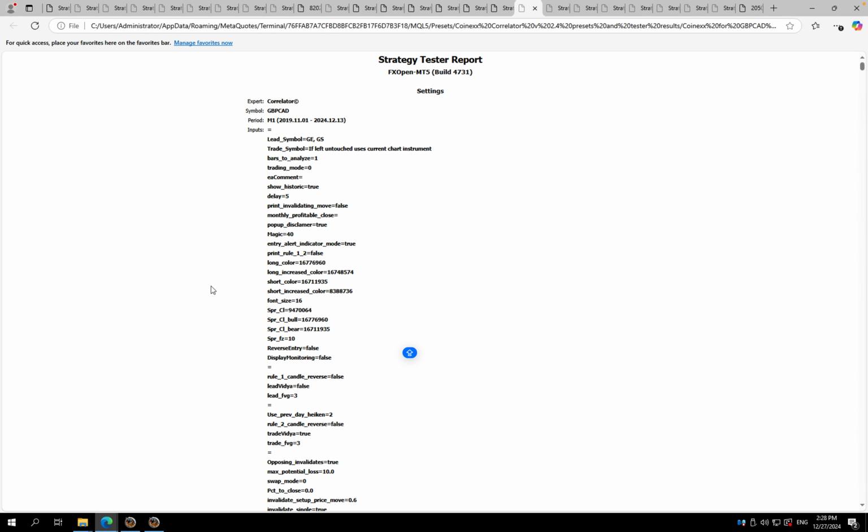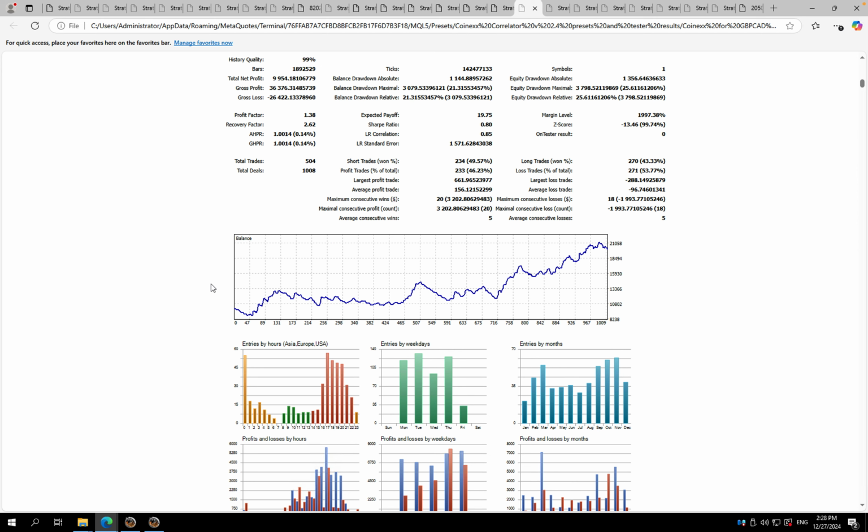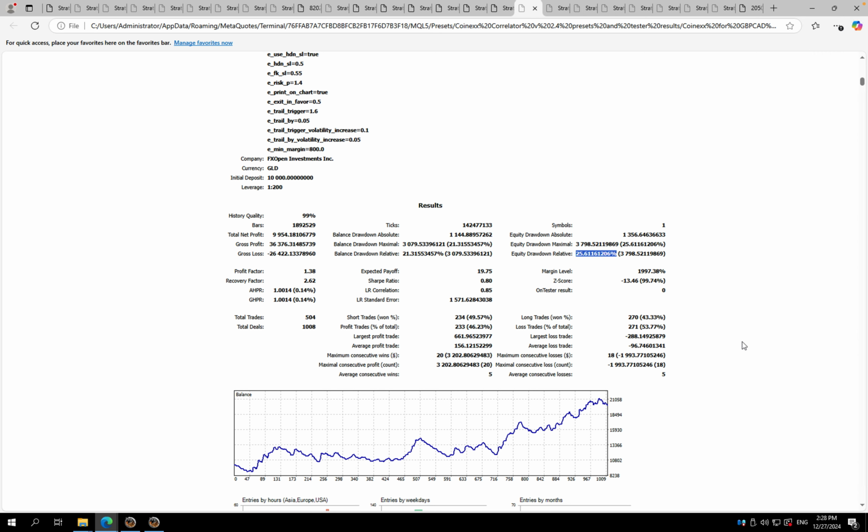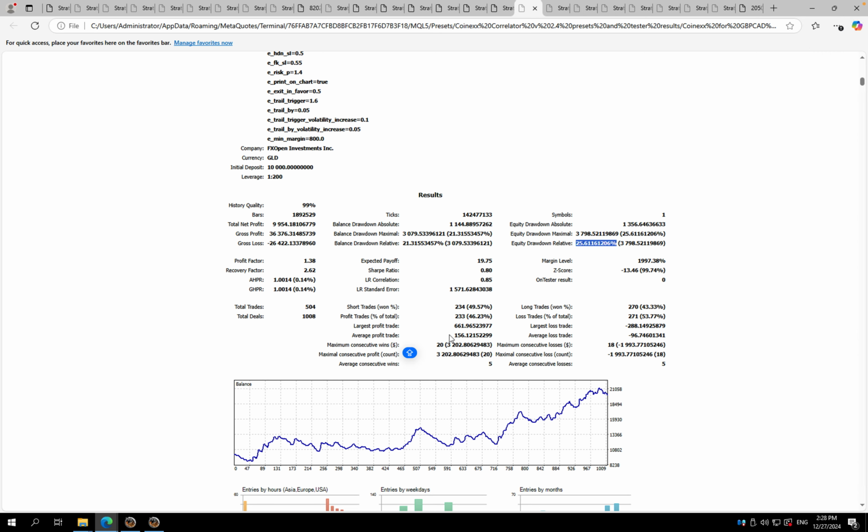Next one, GBP CAD for the 5-year period with a 10,000 deposit. We've got a net profit of 9,956. So that's about 99% return on investment over 5 years. Biggest drawdown is 25%. And the average profit is 156 compared to the average loss being 96.